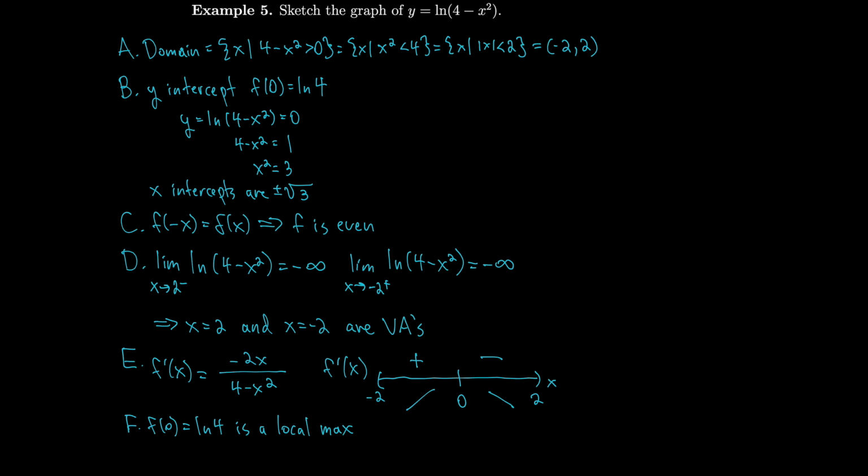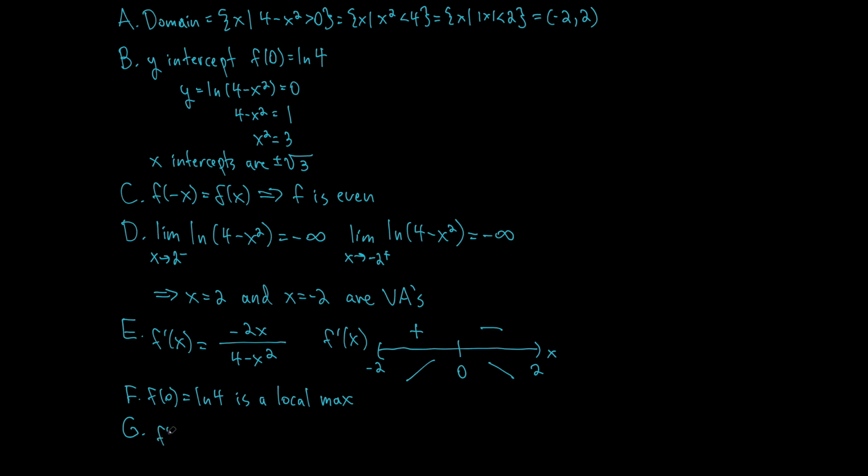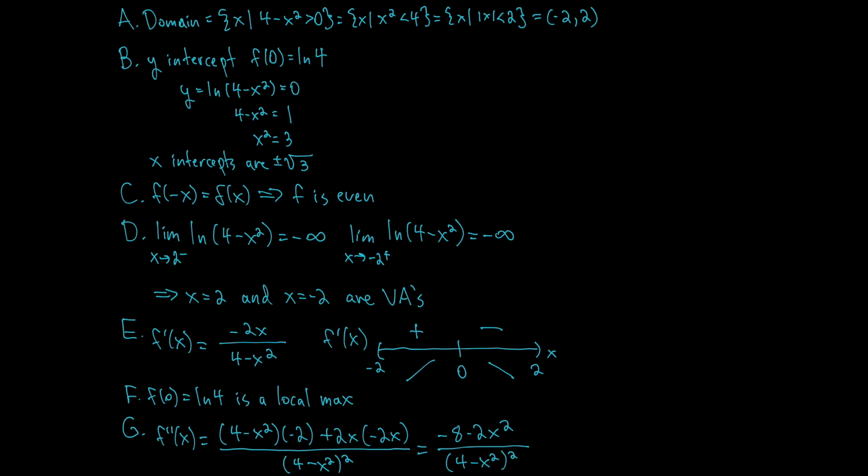And lastly, let's look for concavity. So our second derivative, which is 4 minus x squared times minus 2 plus 2x times minus 2x. So unfortunately quotient rule again, but not as bad. You get 4 minus x squared, squared in our denominator. That simplifies out to minus 8 minus 2x squared all over 4 minus x squared squared.